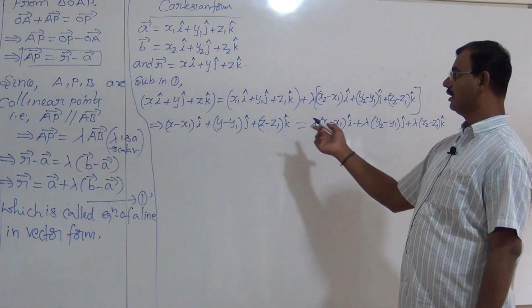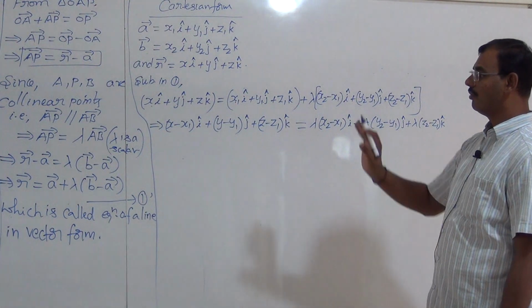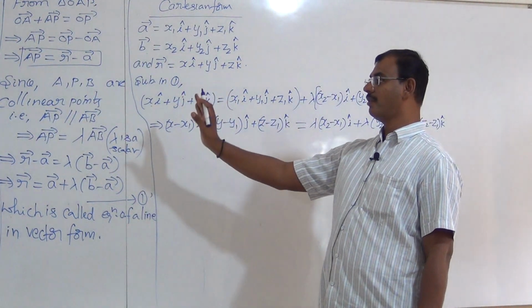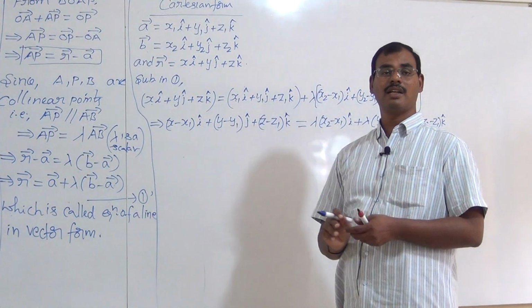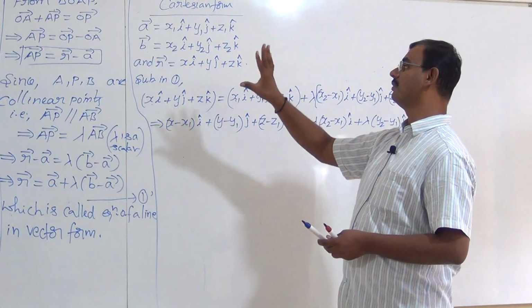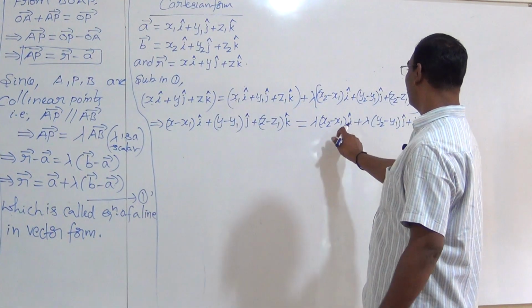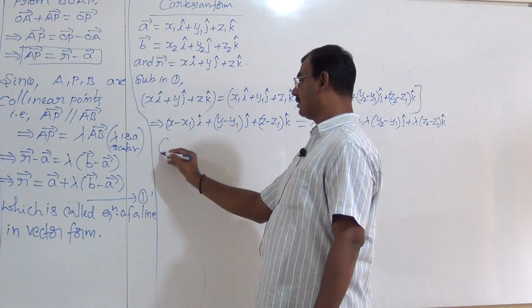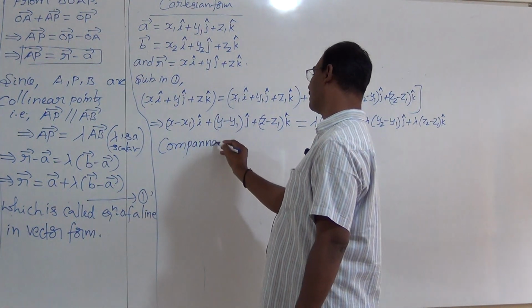Okay, are you following this? Now, simplification. This is easy simplification. Once you get the equation of a line in vector form, from this we can easily derive the equation of a line in Cartesian form. This is simple. Now comparing both sides, comparing like terms.